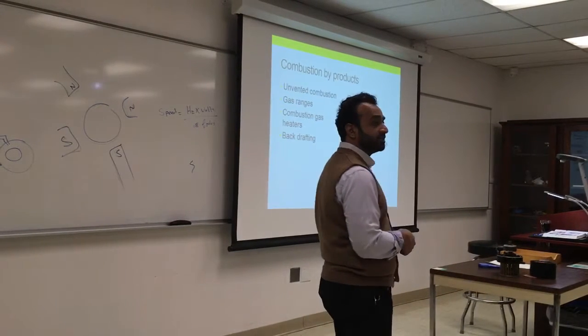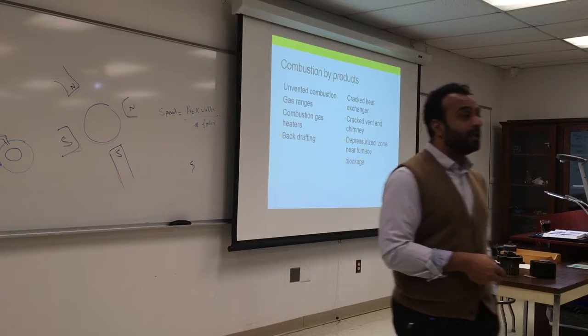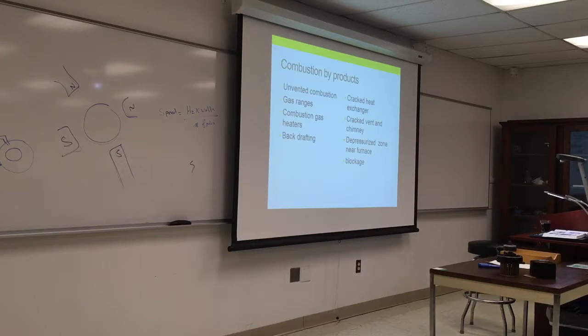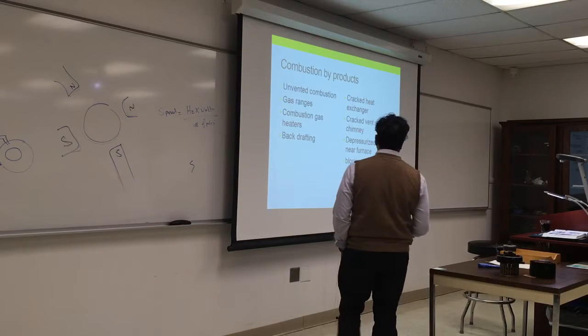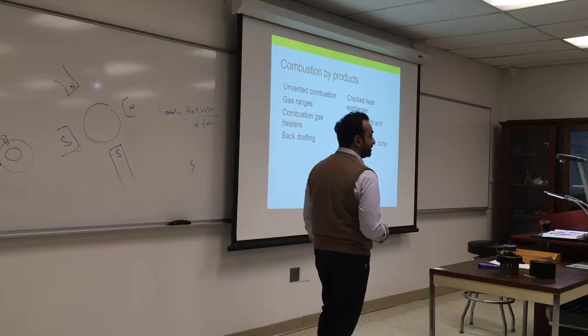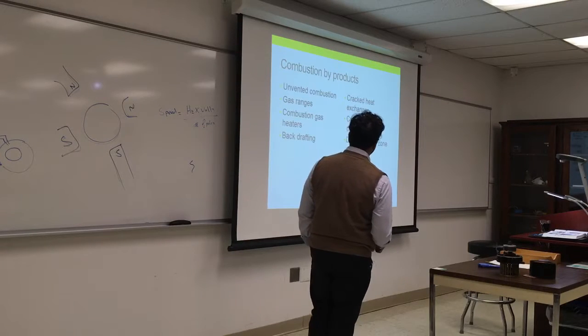So cracked heat exchanger is another issue. You can visually inspect the heat exchanger and see if it has a crack or not. And sometimes the heat exchanger can look new and sound, but there is a small disconnection between one of the legs and the heat exchanger. Cracked vent or chimney can cause you to have carbon dioxide and monoxide in your house.